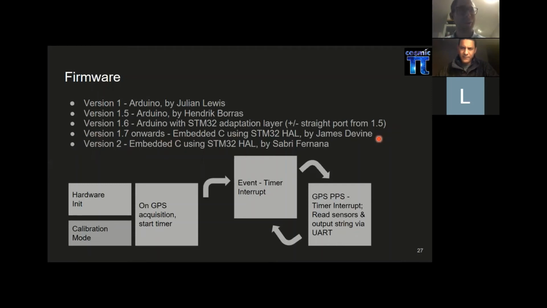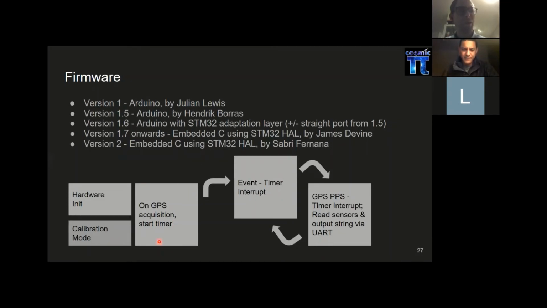I had the pleasure of writing the firmware for version 1.7, and a lot of that was also based on work done by one of our students, Sabri, who wrote the version 2 firmware for the aborted attempt at doing that. In terms of what the firmware does, obviously it initializes all of our hardware peripherals, the DC-DC converters, the I2C, the thresholds for detection. It has a calibration mode, so you can set the pin on boot, which will take you into calibration mode where you can store values in the flash of the microcontroller for detection thresholds and also for voltage settings.